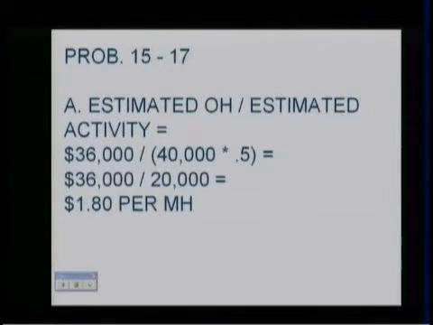So they ask you in Part A to calculate the predetermined fixed overhead application rate that would be used. Now you've done this before in a previous chapter. In this case, you take your estimated overhead, which is $36,000, and you divide it by your estimated activity, which is based on the number of units they're going to make, which is 40,000 units that take a half an hour each of machine hours. So it's going to actually take them 20,000 machine hours. You divide that into the $36,000 estimated overhead, and you get $1.80 per machine hour. That's how you're going to apply your overhead.